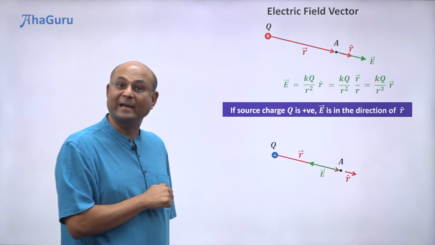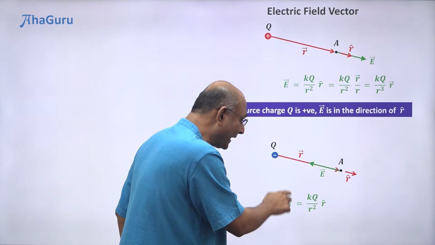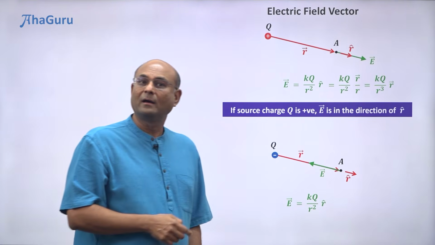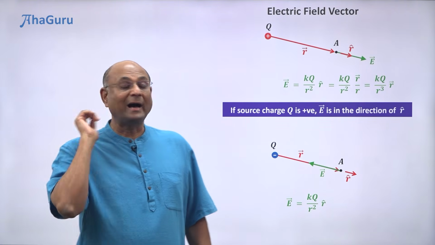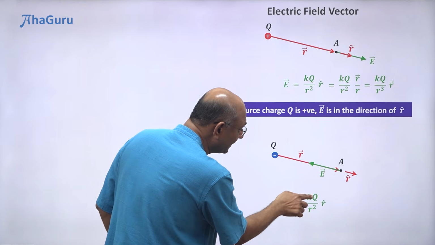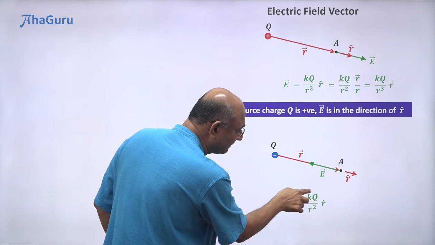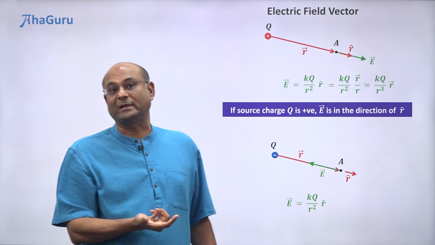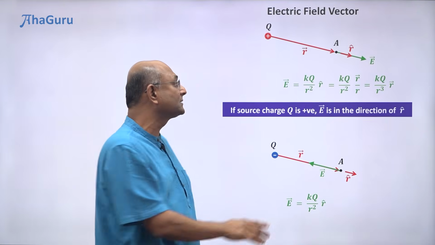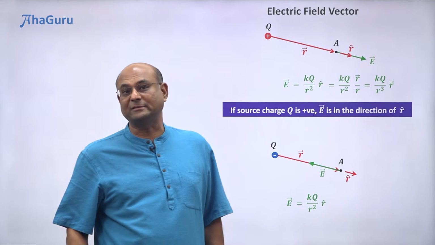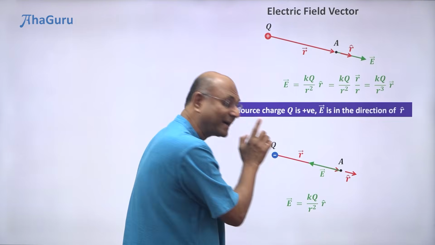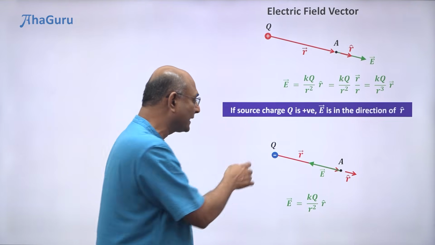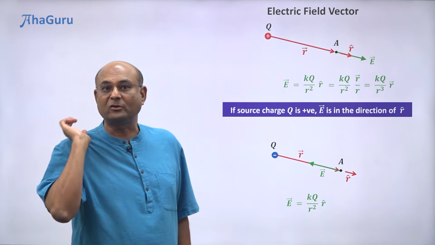So what should I write for the electric field? I should say kq by r square r cap. Wait a minute. That is the same as that, right? How am I writing the same formula? Because q is negative, this will become a negative number. Negative number times r cap tells you the direction must be opposite. Okay, the same formula works for positive charge as well as for negative charge, except you have to use the correct sign. So here you put a negative sign, and automatically the formula will tell you that the electric field is in the opposite direction to r cap.